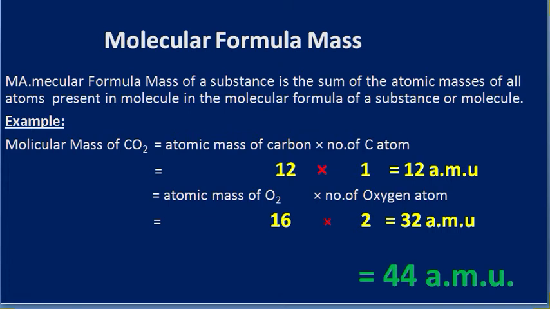Same you can calculate for water. H2, 2 hydrogen, and 1 hydrogen has 1 atomic mass. So 1 multiplied by 2, you can say. 2 ones are 2. And then oxygen 1, H2O. So O1 means 16. So 16 plus 2, 18. So what is the molecular mass of water? 18. Okay? In this way we will calculate the molecular mass.